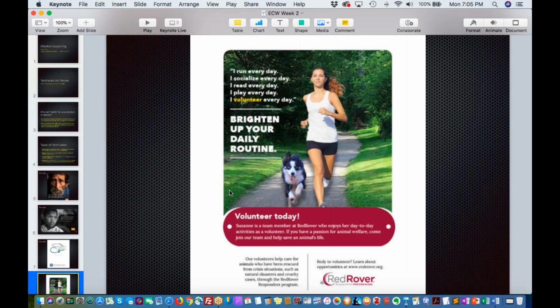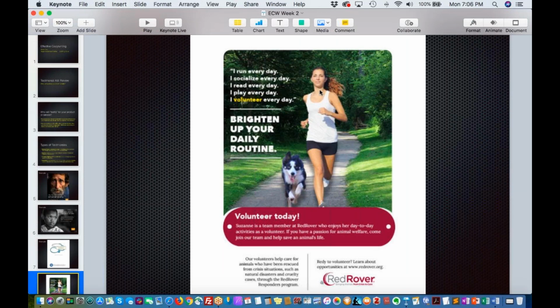Here's an example of an ad that uses a frequent user, and this ad is calling for volunteers. So usually the end result of any nonprofit campaign is to raise money or raise awareness, but sometimes they just need volunteers. So you can do an ad campaign about getting volunteers to help with the nonprofit organization.